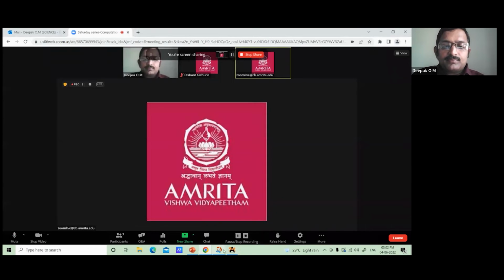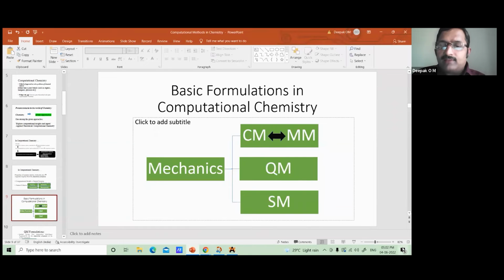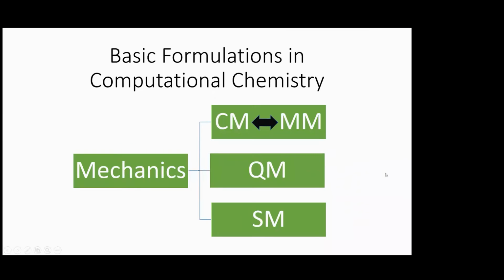Sir, Deepak sir, is it possible that you could share the slide again? This one? The slide is not visible. Is this okay? Yes, sir. Shall I go for share screen again? No, that slide itself, correct? Yeah. One second, I'll just go there. Can you see this slide now? Yes, sir. Yeah, fine.